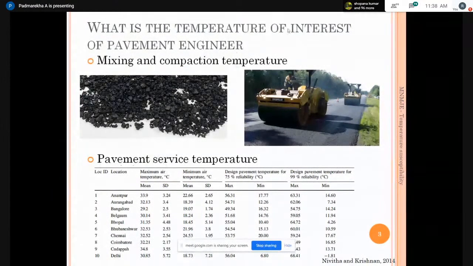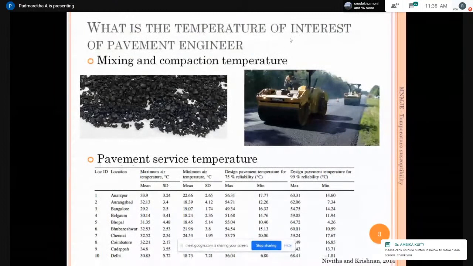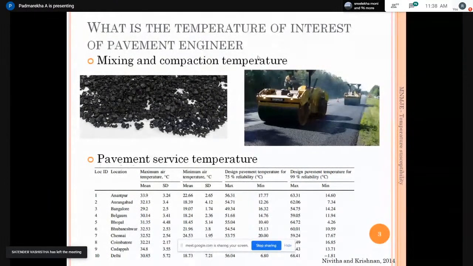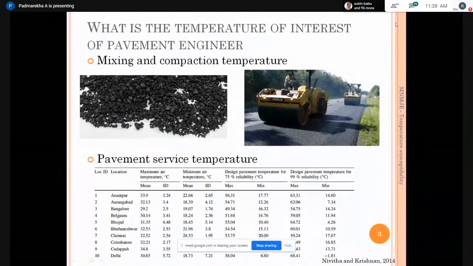Next, after construction, when you open the pavement to traffic, it is subjected to a cyclic variation in temperature. This cyclic variation depends upon the air temperature, which we have already seen. I have taken one table from Nimita and Krishnan, which Murli sir mentioned in the previous lecture about Nimita's MTech work. This table is from the same work.